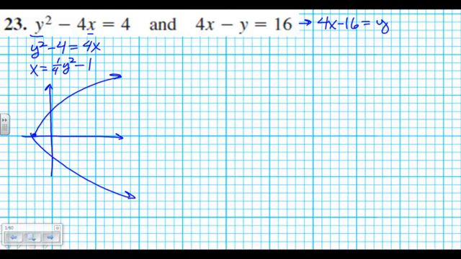Don't you want to solve for y though? I mean x? Or I can solve for x, in which case I get 4x is equal to y plus 16, which leads to x is equal to 1/4 y plus 4. Now, the reason I wrote it the first way, holy moly, I'm all mixed up here.